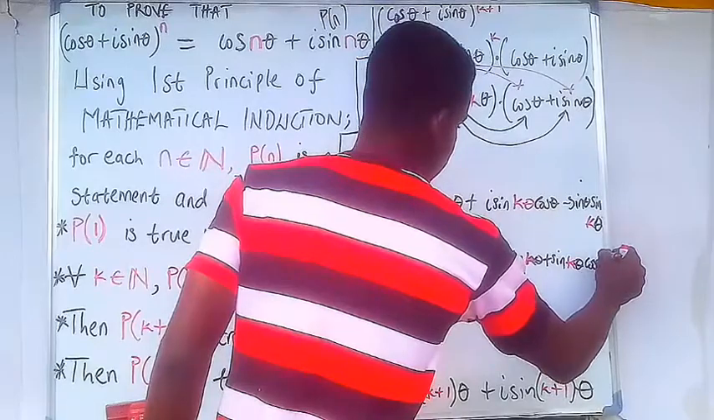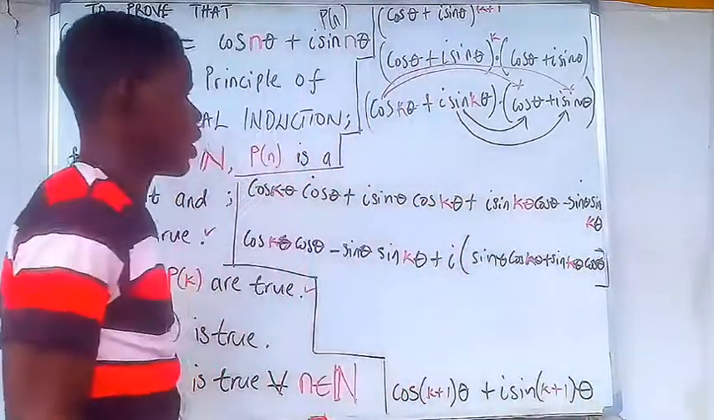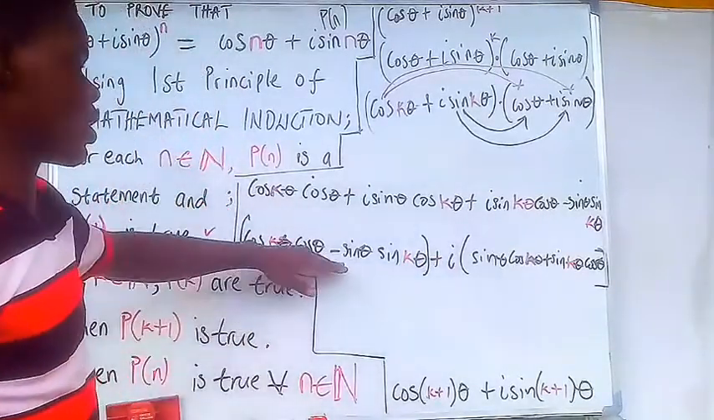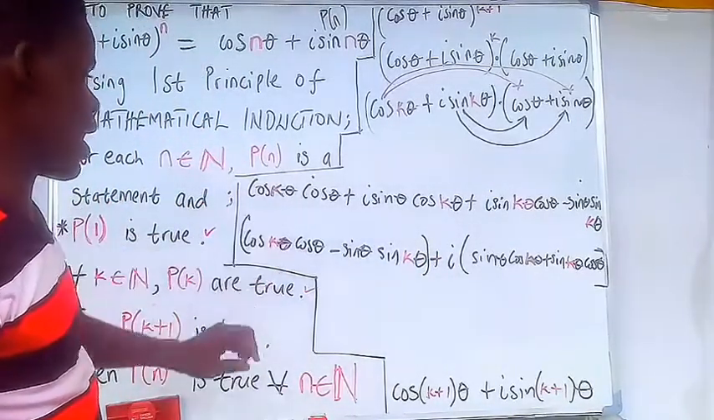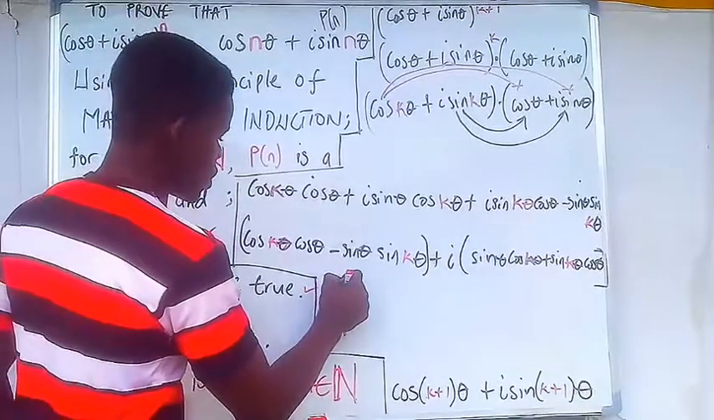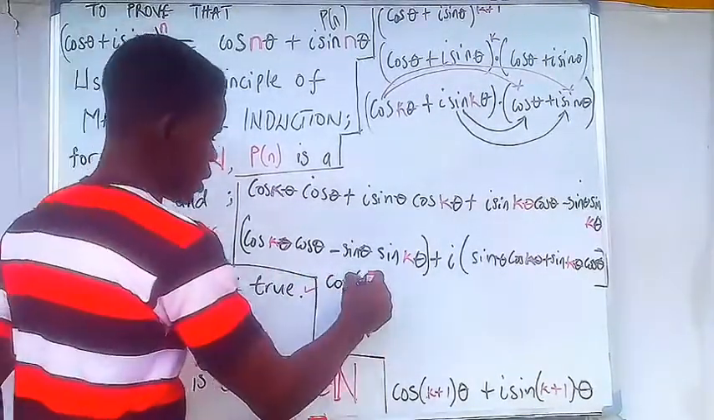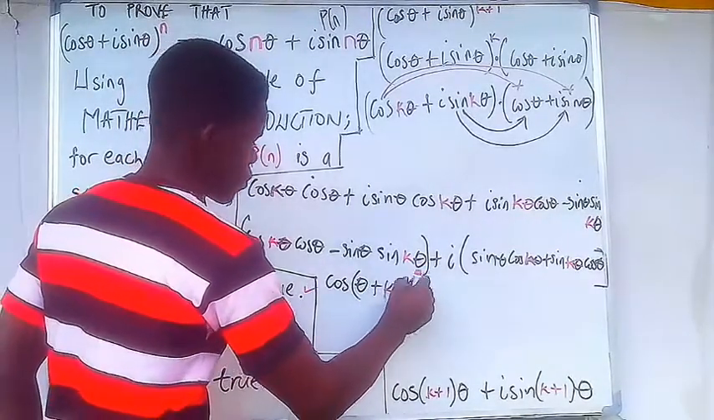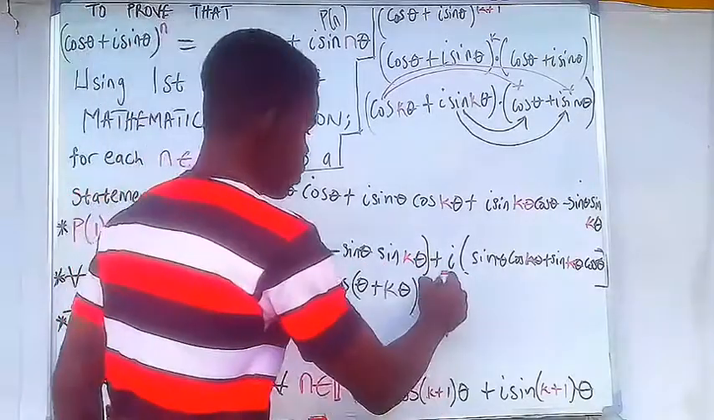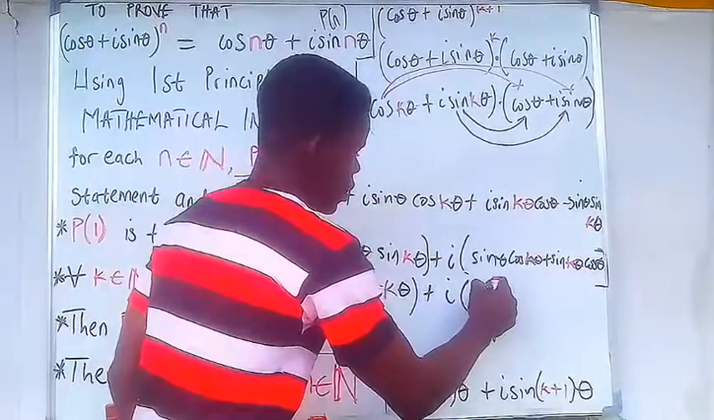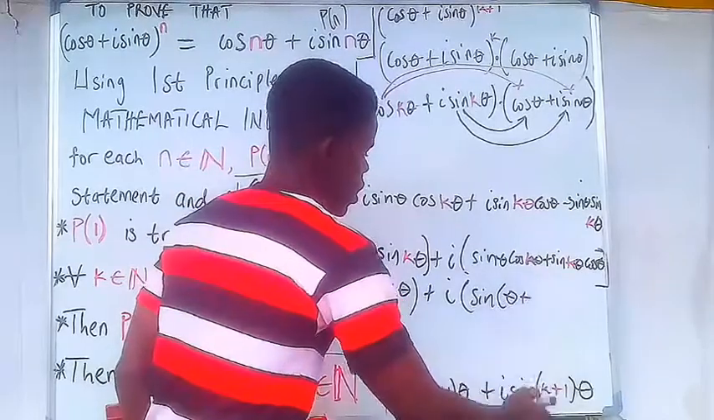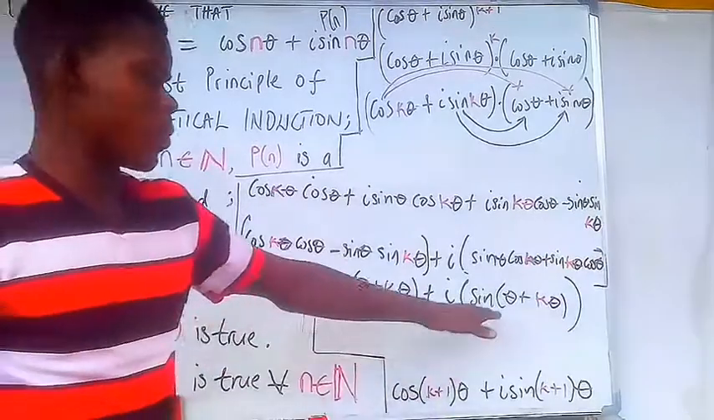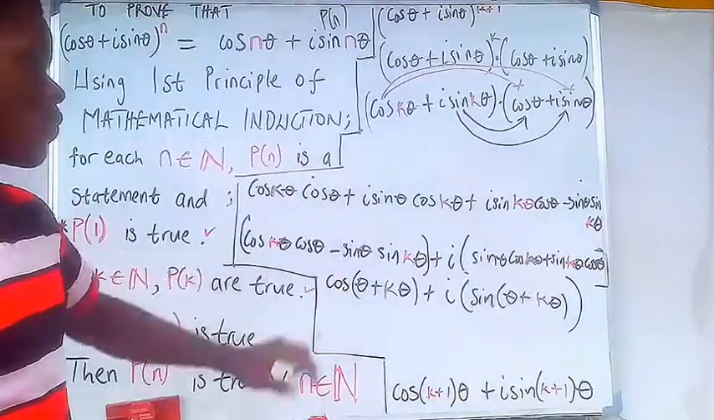Alright, now I want you to go ahead and see that this could be gotten from the trig identity, where we have cosine of theta plus k theta. And the same thing is applicable here. Sorry, not the same thing: sine of theta plus k theta. Now, if you expand this, you're going to have this. And if you expand this, you're going to have this.